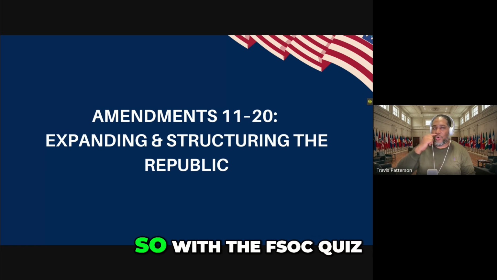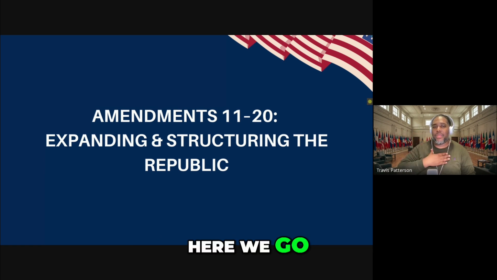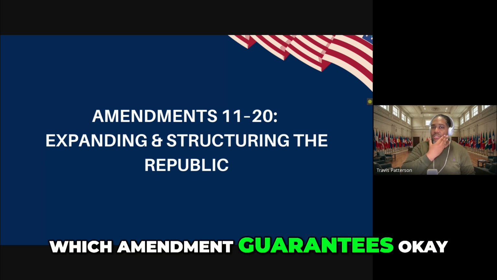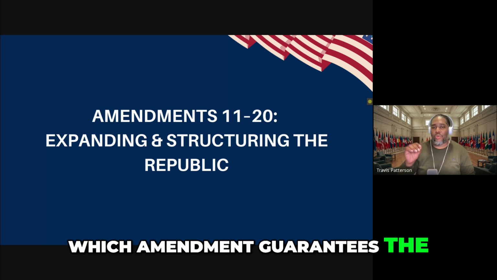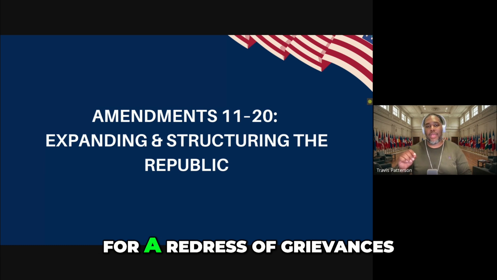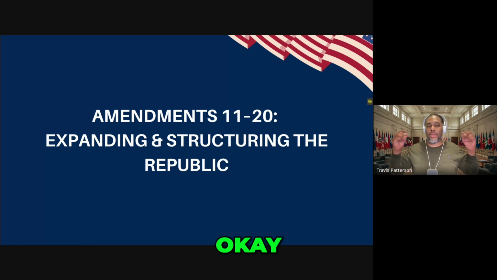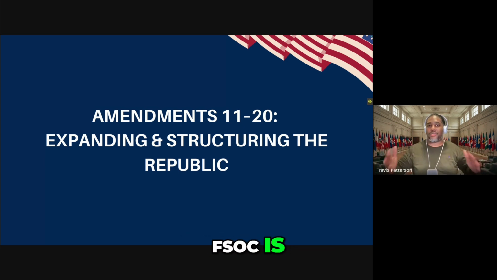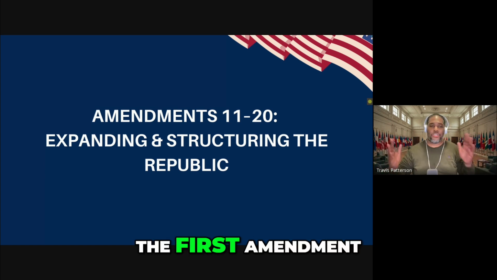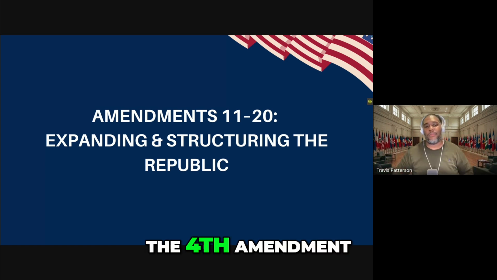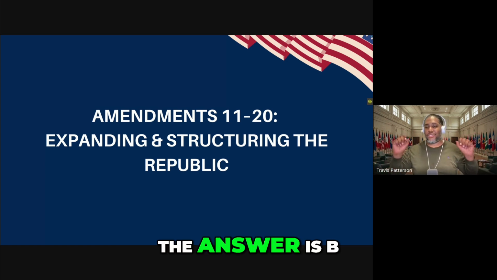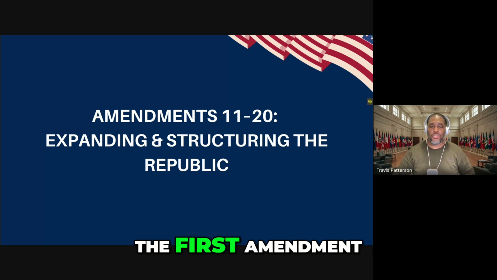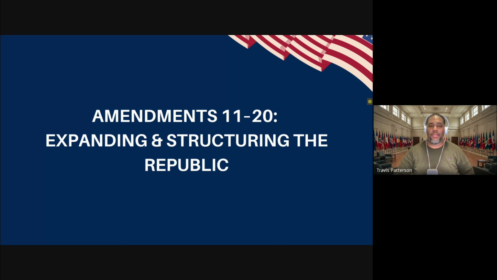But I will throw a curveball at you. So with the FSOT quiz, here we go. Let's say for the Bill of Rights, which amendment guarantees the right to petition the government for a redress of grievances? I'll give you a moment to think about it. The choices are, as the FSOT is, multiple choice questions. A, amendment. B, the First Amendment. C, amendment. D, the amendment.